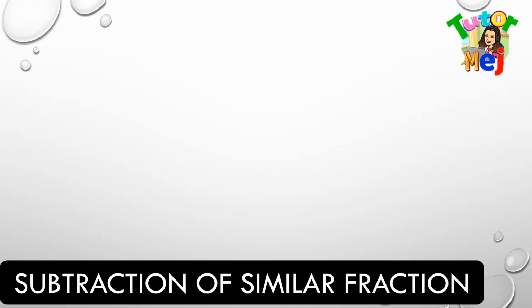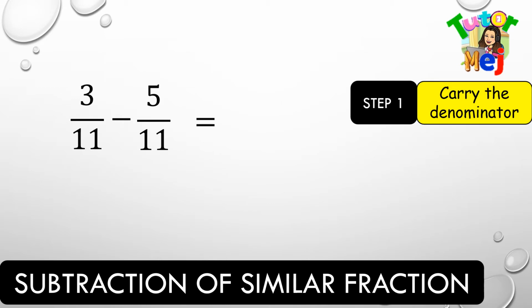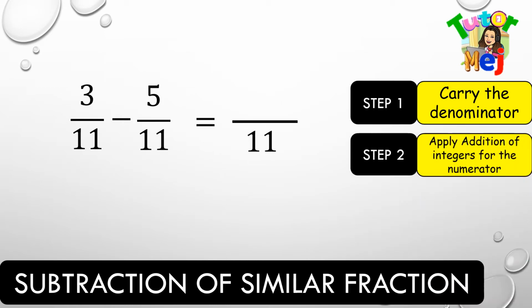Unahin muna nating pag-usapan ang subtraction of similar fraction. So example, 3 over 11 minus 5 over 11. So ang first step natin is to carry the denominator. So we have 11. Now, step 2, apply addition of integers for the numerator. So we have 3 minus 5. I-add natin ito, unlike sign sila, so ang ating result will be negative 2.